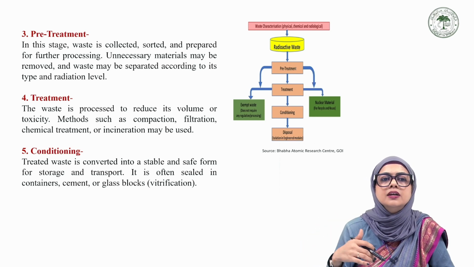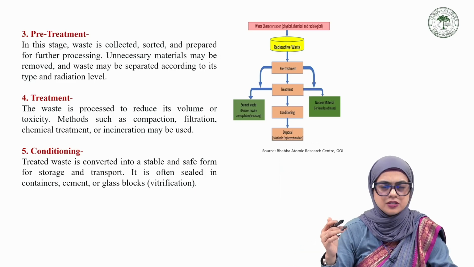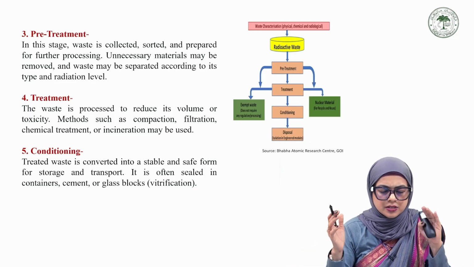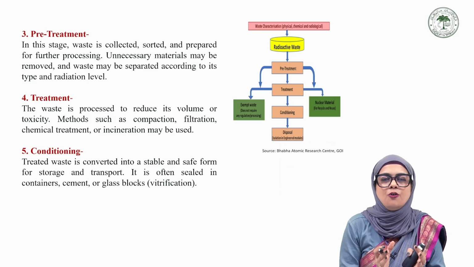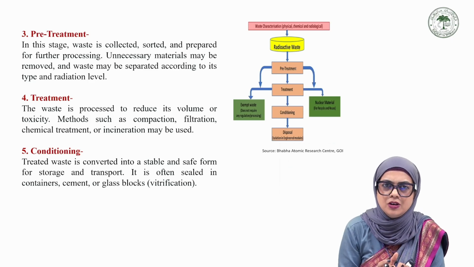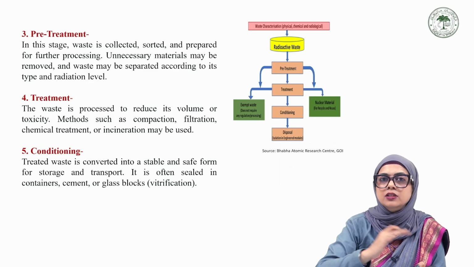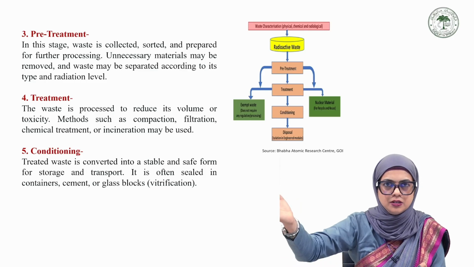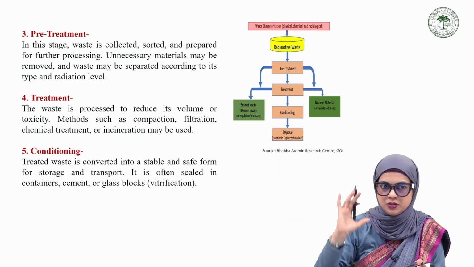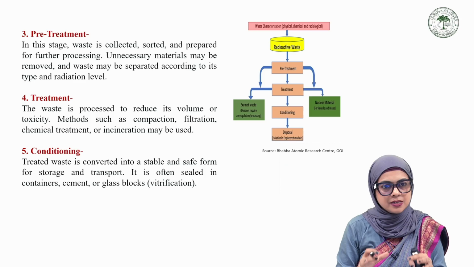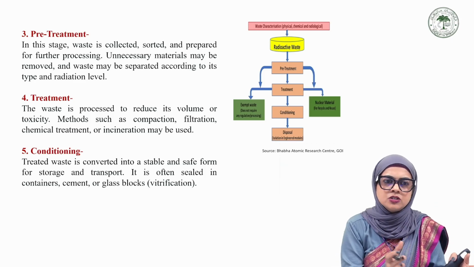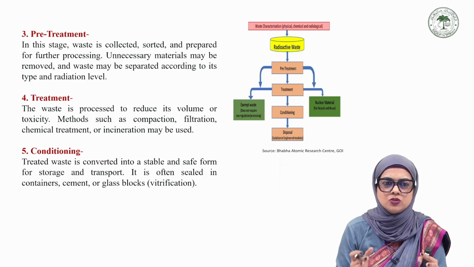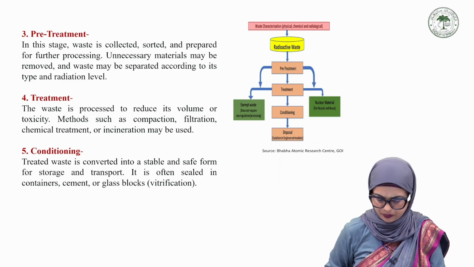Fifth is the conditioning stage. The treated waste, which is now reduced, is converted into a stable and safe form. Why? Because we need to store it or transport it to some other geographical location for disposal. So it is often sealed in containers, either in cement or in glass blocks, which is known as vitrification.